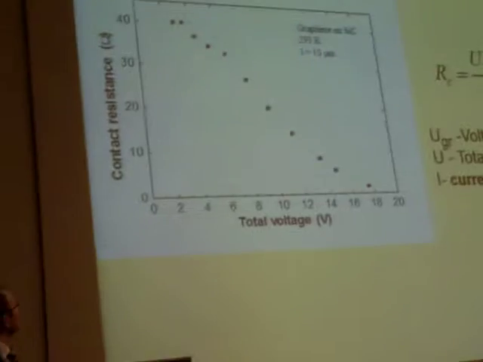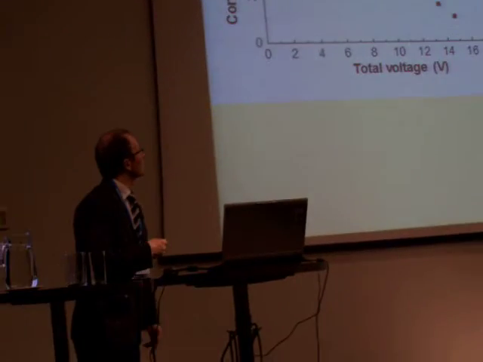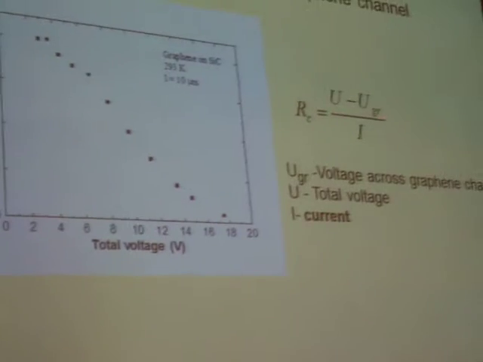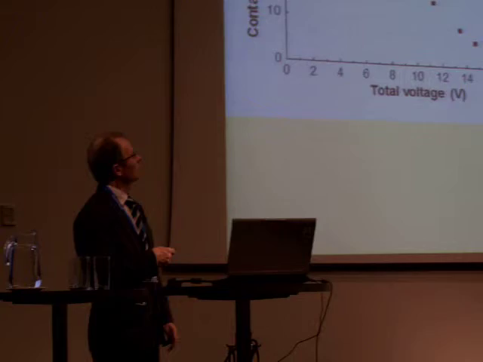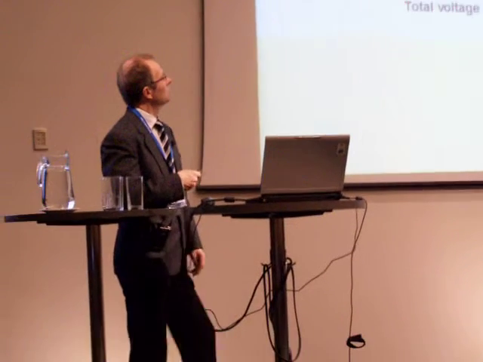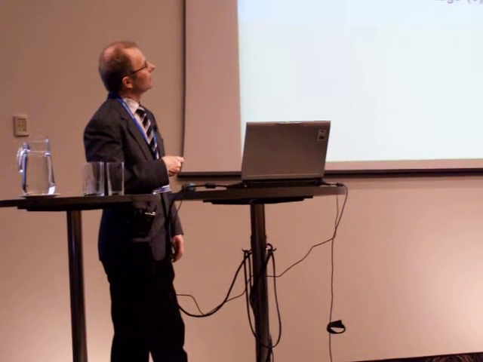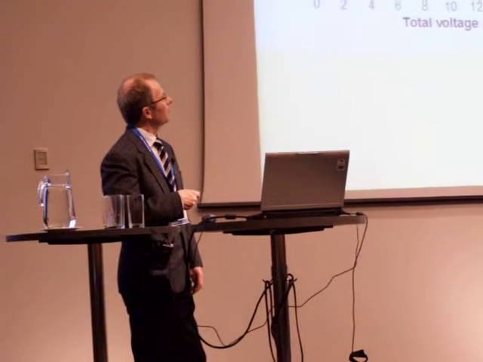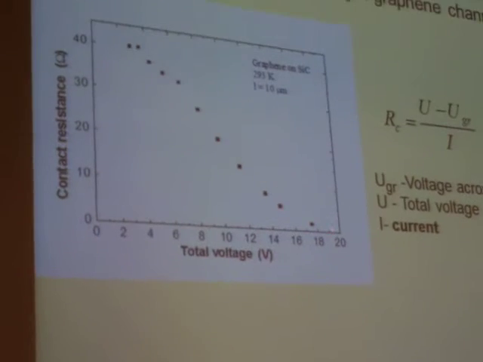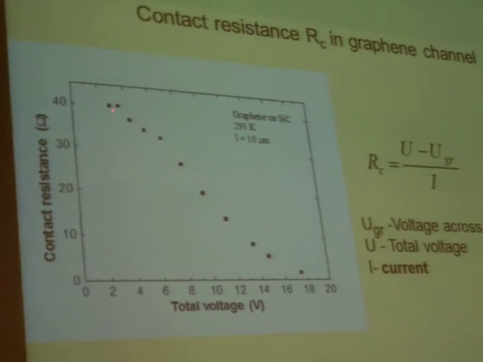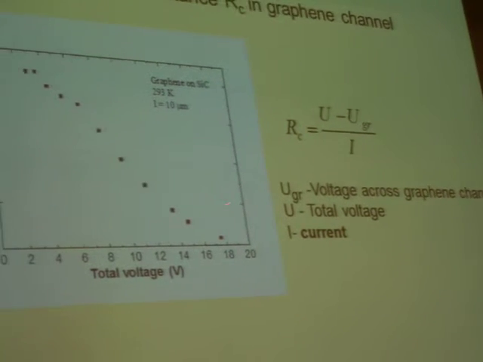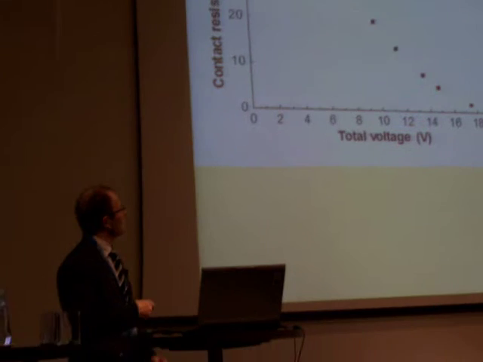Let's turn back to contact resistance. First, if one takes the voltage drop across the graphene channel obtained earlier from the current field dependence and subtracts it from the total voltage, then after dividing the remnant by the current, one can plot the contact resistance dependence on the applied total voltage. And it decreases from 40 ohms at 2 volts till 1.7 ohm at 17 volts.